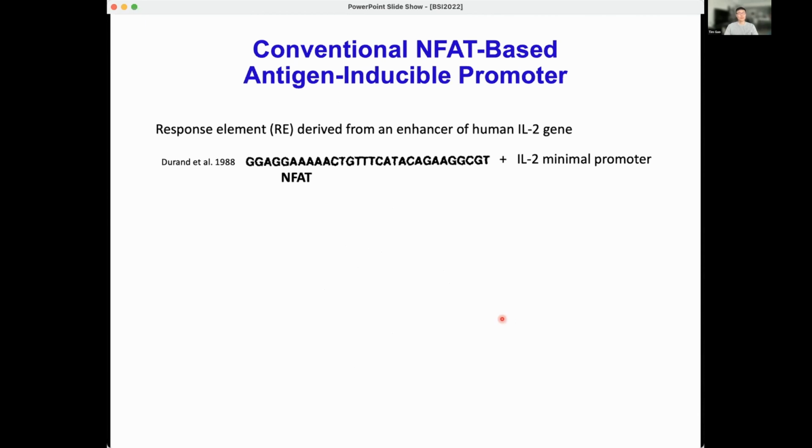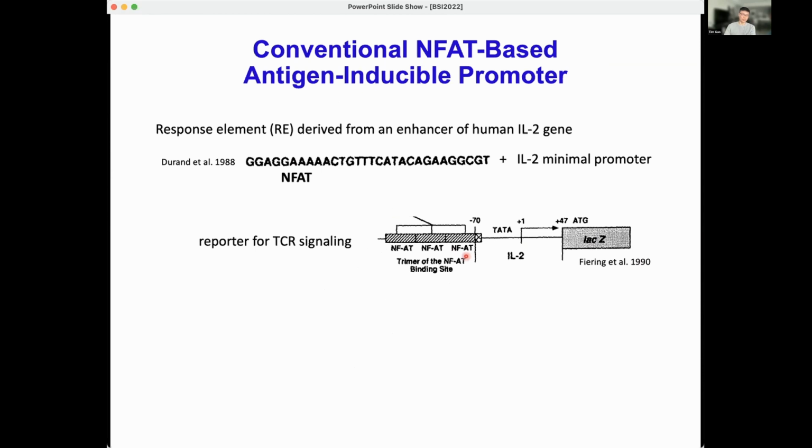So for this particular application, having an antigen-induced promoter, the field has been for a while using this conventional NFAT-based promoter, which is a transcription factor driven by T-cell receptor signaling. And the response element here is derived from the human IL-2 gene, which again is activation dependent. So initially, this response element was used as a reporter to simply study T-cell receptor signaling.